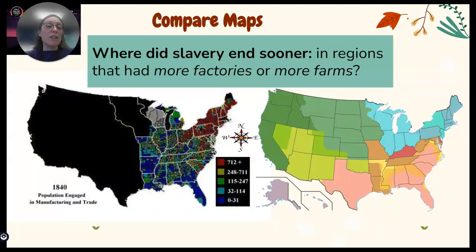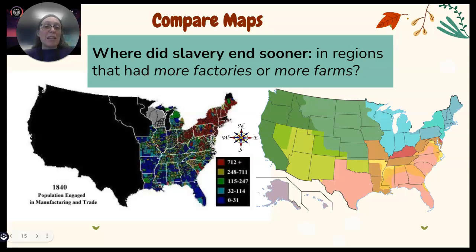So now let's take a look at the two maps together. So we have more factories in the North, more farms in the South. And remember, the blue gave up slavery first. The red and warm colors gave it up later, last. So where did slavery end sooner? Was it in regions that had more factories or more farms?